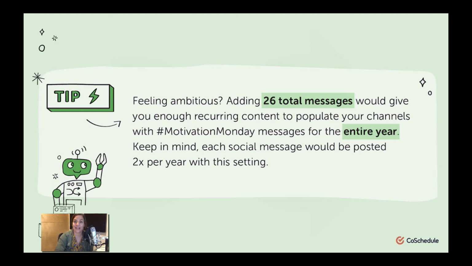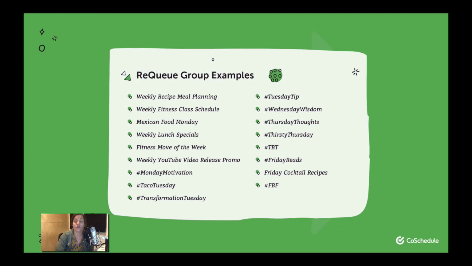If you want to start off as a power user and really set it and forget it for a long time, add 26 total messages to this group. This gives you enough recurring content to populate your social channels with messages for an entire year, and at this setting, each social message would be posted twice a year. So again, if you really want to set it and forget it, add 26 messages as a good place to start.